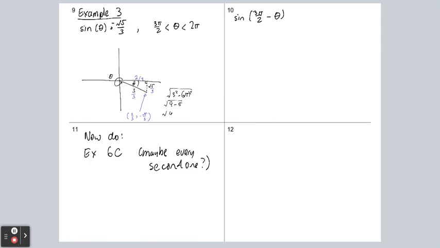Find, evaluate, what do you mean? In the question? Yeah. The question will say find the value of, evaluate, etc. Yeah. Say that again. Okay.